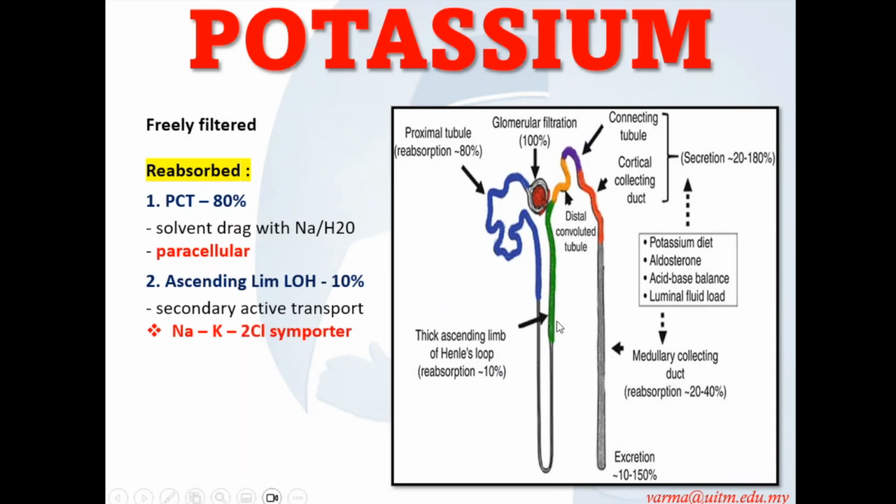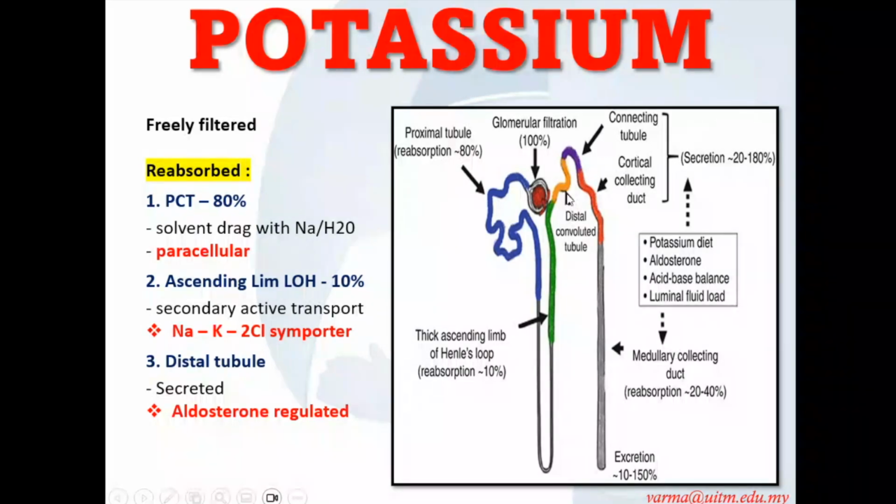In the thick ascending limb of the loop of Henle, another 10% is reabsorbed using secondary active transport, which is sodium, potassium, 2 chlorides. We've talked about the mechanism. So here is the sodium-chloride-potassium symporter. And then in the distal tubule and collecting duct, the potassium is mainly secreted. The arrow down here means it is secreted. This is reabsorbed, this is reabsorbed, this is secreted into the tubule.